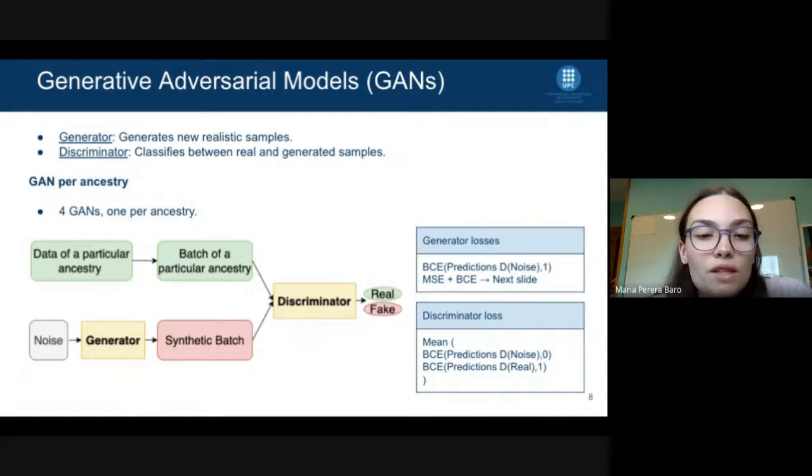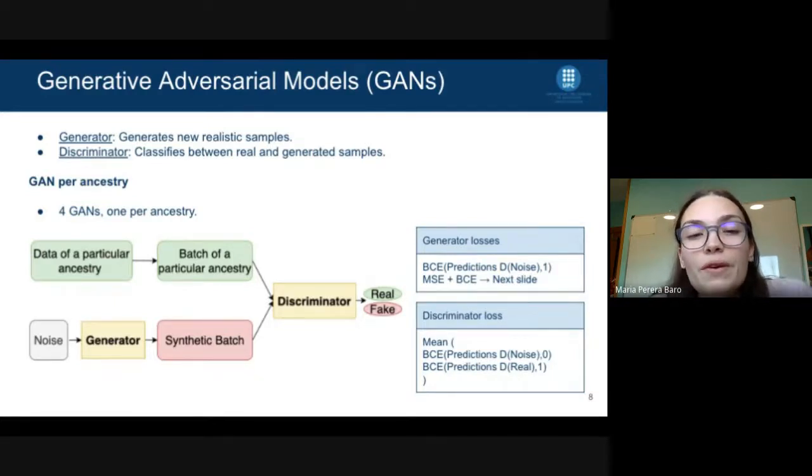The input of the generator is random noise, and the output is the generated data. And the input of the discriminator is the generated data or the real data from a particular ancestry. And the output is a label 1 or 0, indicating if the sample is real or fake.